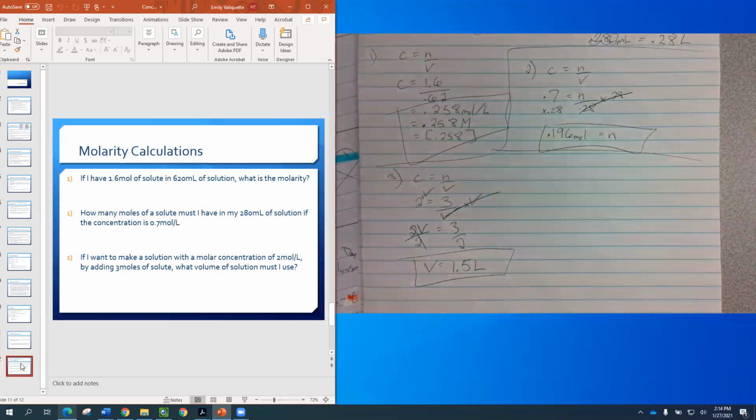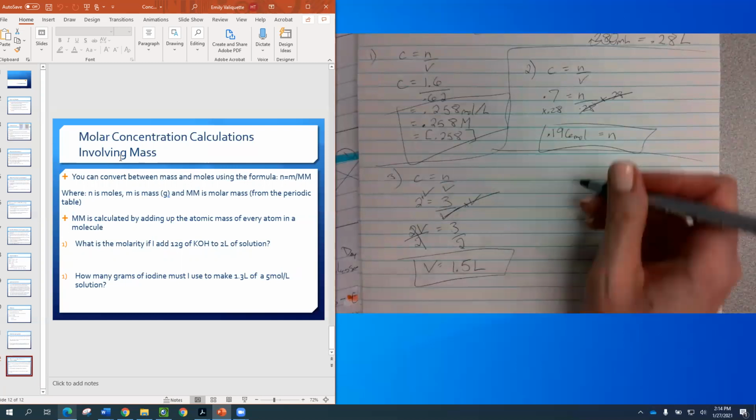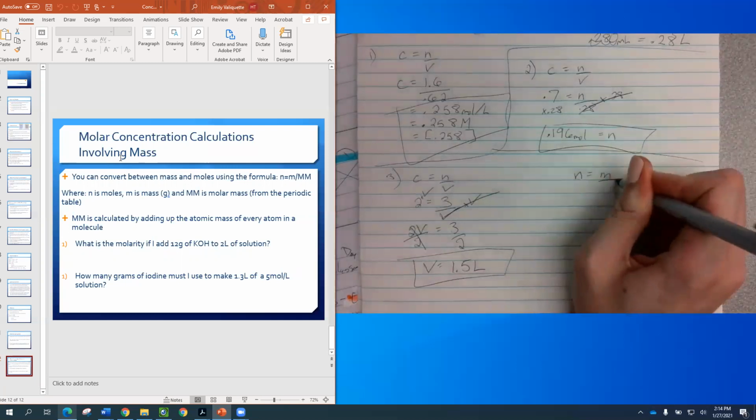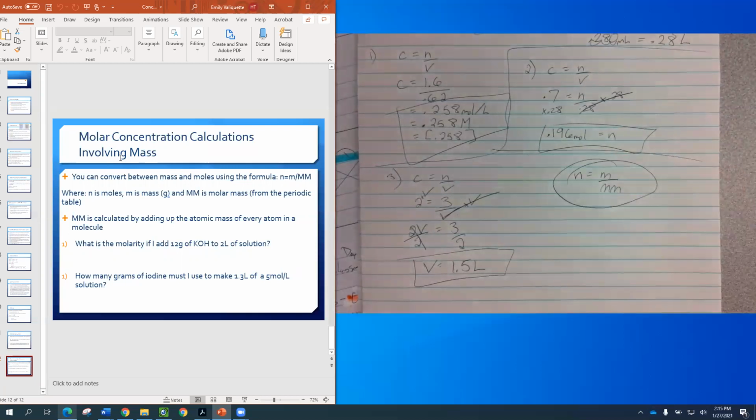Now, sometimes you will be given mass, or you'll have problems involving mass, instead of being given moles or looking for moles. So this is where you have to think back to when we learned how to convert between grams, which is our mass, and moles. And we do that using the formula moles equals mass over molar mass. That is a very important formula.